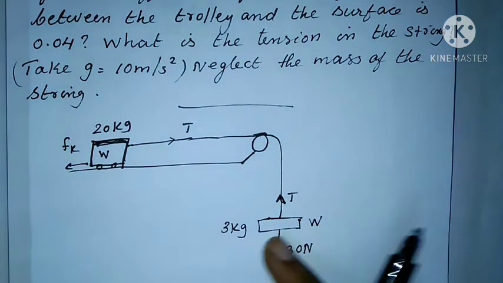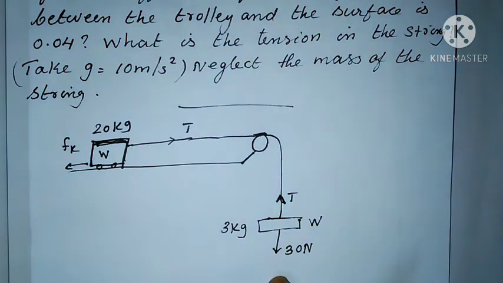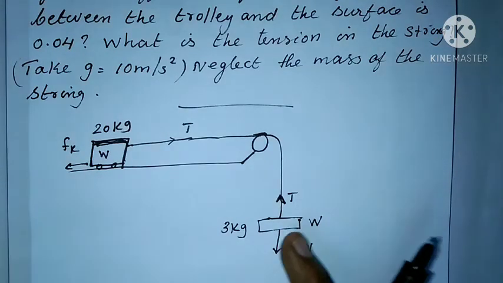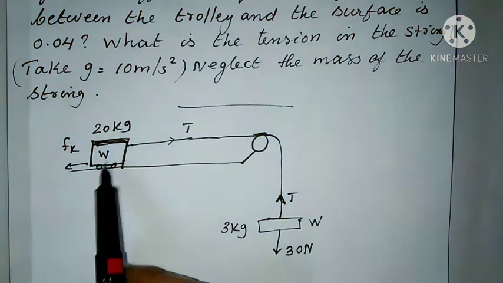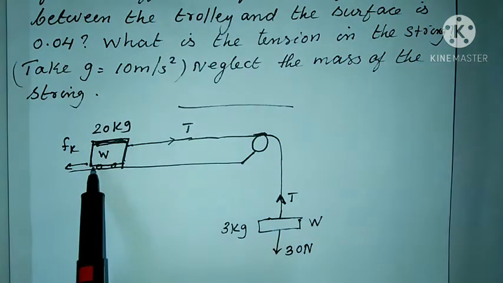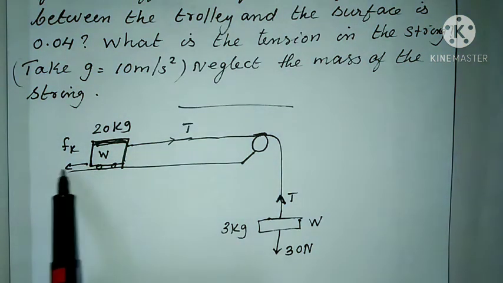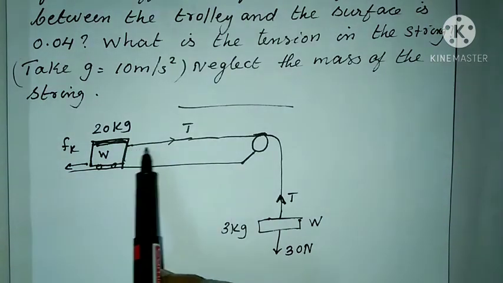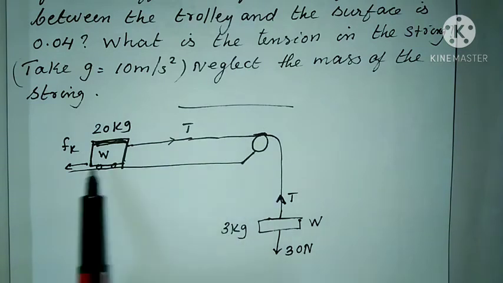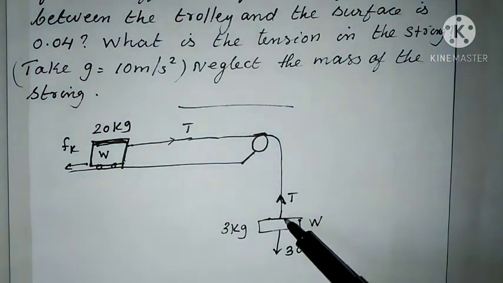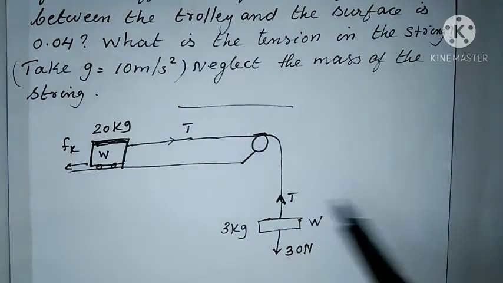The 30, that means 3 kilogram, is hanging downwards. The weight is acting downwards, so opposite to the weight, the tension is exerted in the upward direction. And here the 20 kilogram trolley is moving forward. A kinetic friction acts in the backward direction, and the tension is the force exerted on the trolley in the forward direction. On the 3 kilogram mass, the 30 Newton weight and the tension act in opposite directions.